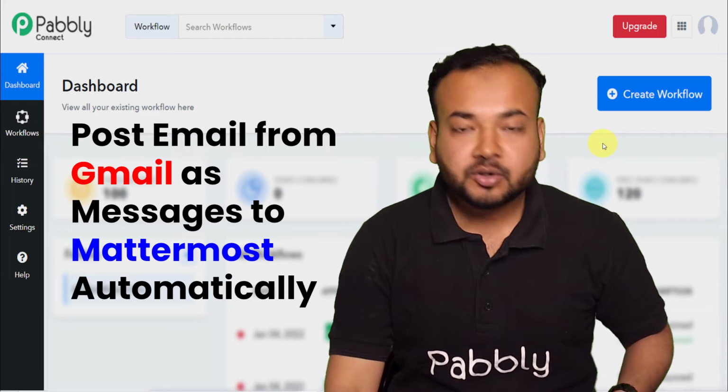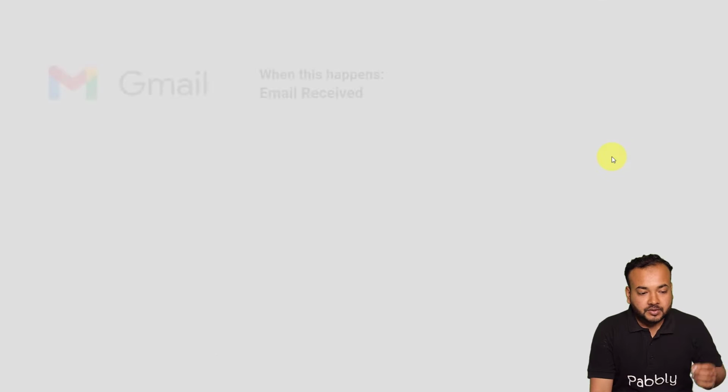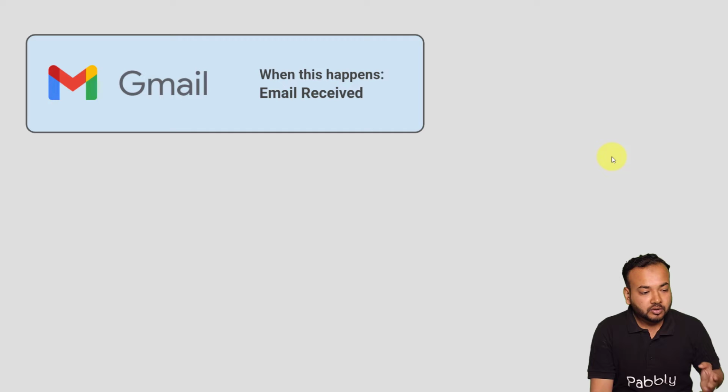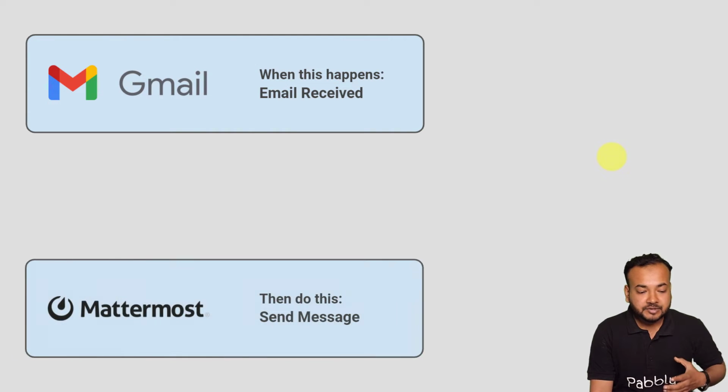So now let me show you how this is going to work. So the flow of this automation is going to look like this. As in, when you are going to receive an email, according to the subject, it is going to be filtered out and will be delivered as a new message in a channel you have in Mattermost automatically.